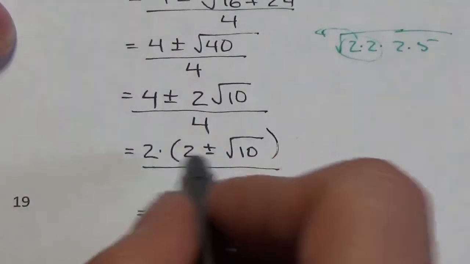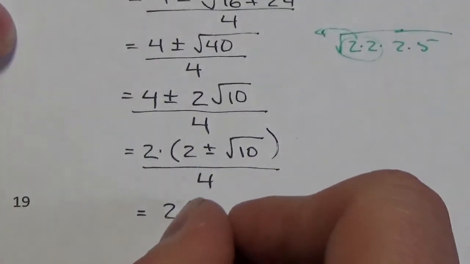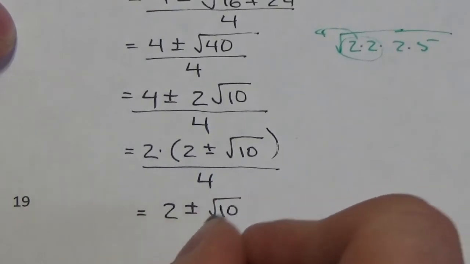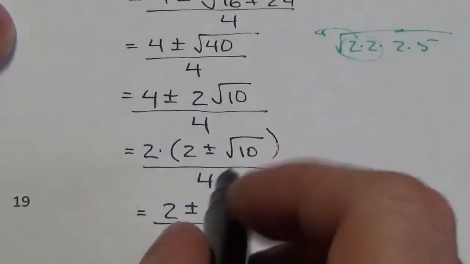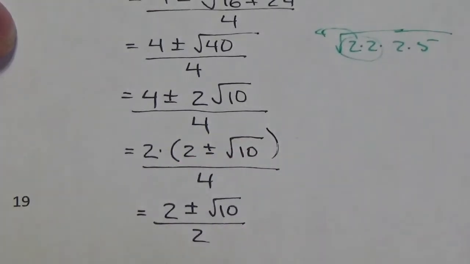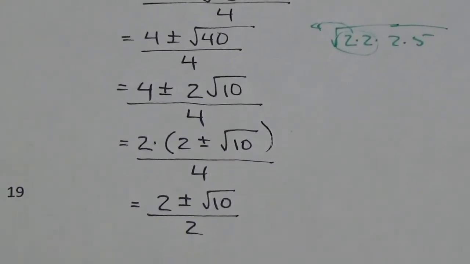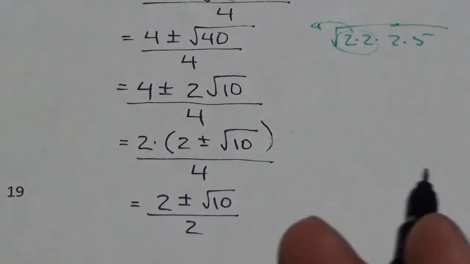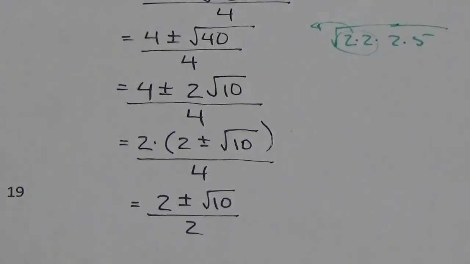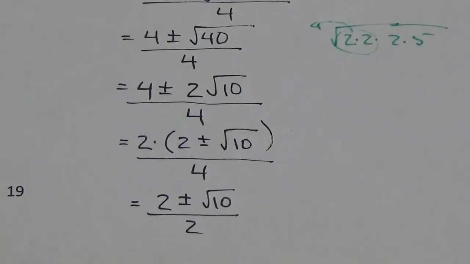Now, because it does, I can cancel a factor of 2, and that's going to leave me with 2 plus or minus root 10. And I canceled that 2 down here, and when you divide a 2 out of the 4, I get 2 here. And that's probably where I want to leave this answer, 2 plus or minus the square root of 10 over 2. I really can't do anything else to that that'll make it look better. That is as good as that's going to get.